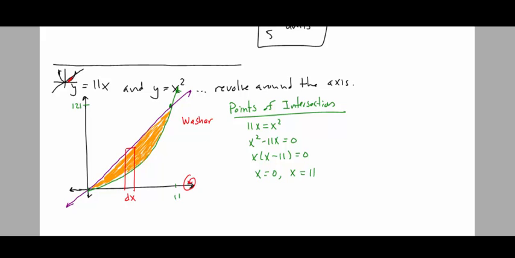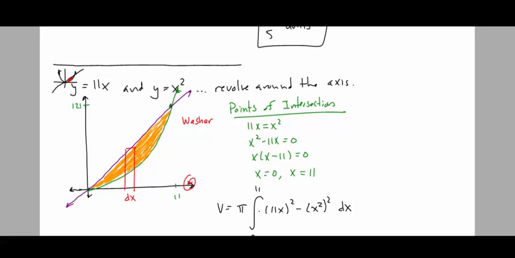So to set this up, I use that idea of area, pi. These rectangles are going to go from 0 to 11, and then I look at my outer radius minus my inner radius. The outer radius is the top of the rectangle, and that's the line 11x. So that's going to be my outer radius squared. And then I subtract out my inner radius. Now I do have an inner radius on this one. The one above we didn't. The inner radius is this curve x squared. And my incremental width is dx.